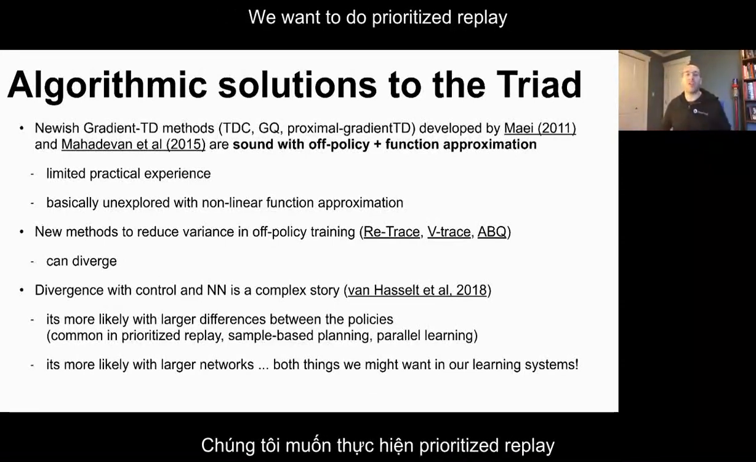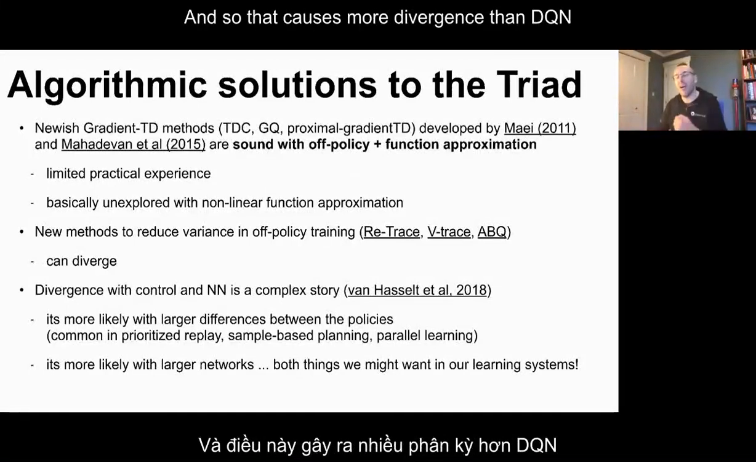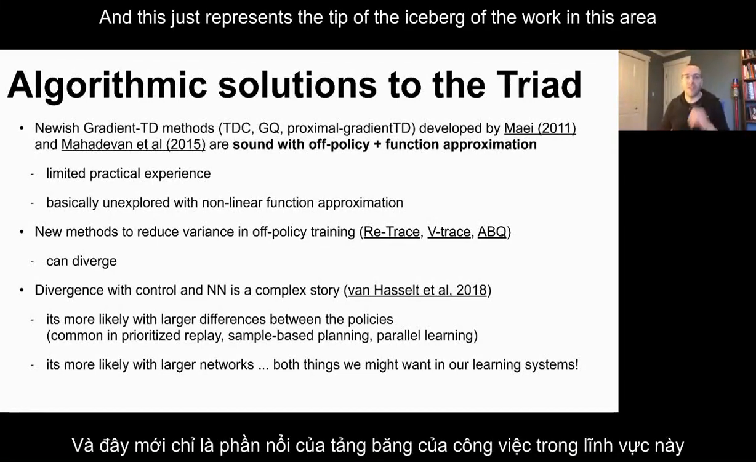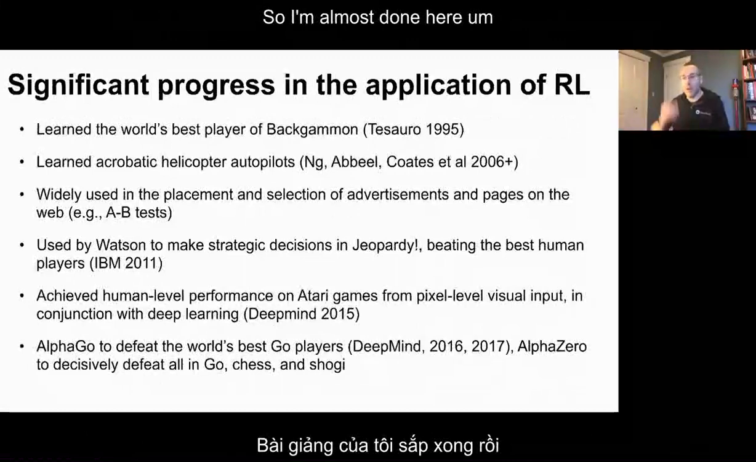And we want to do both those things. We want to do prioritized replay. We want to do parallel learning. We want to have big networks. And so if that causes more divergence in DQN, then we need to care about this. And this just represents the tip of the iceberg of the work in this area. So I'm almost done here.